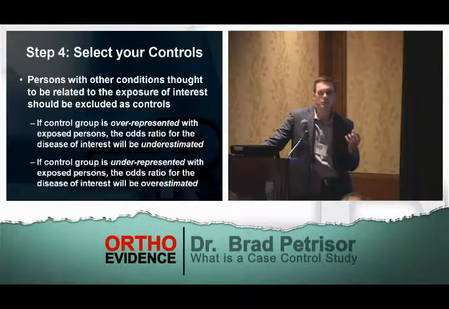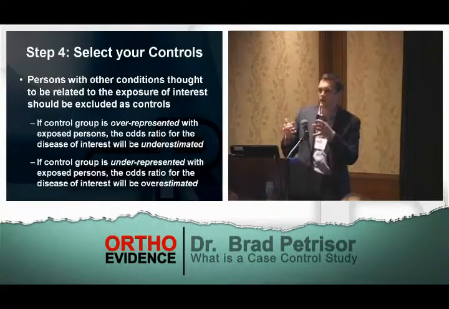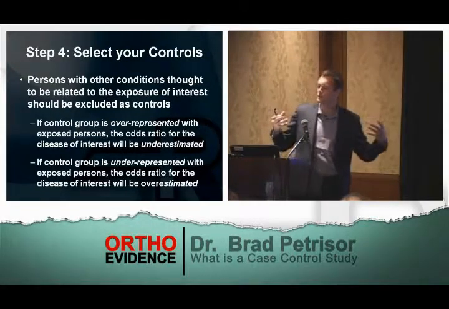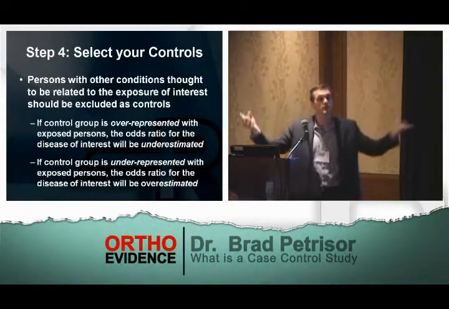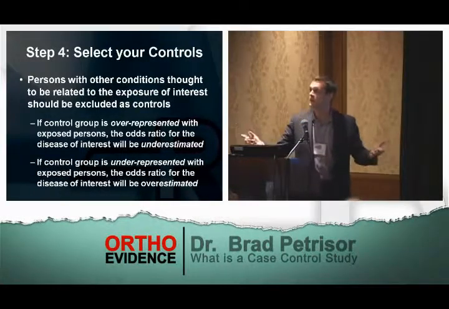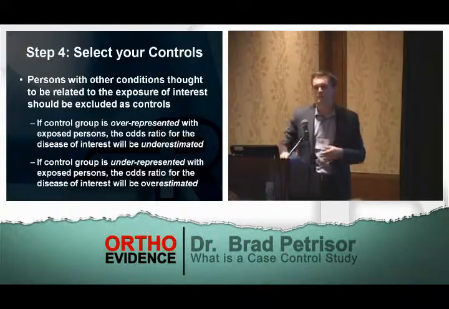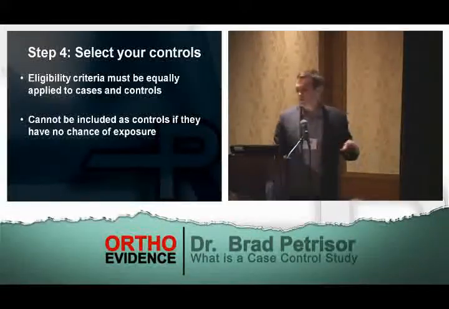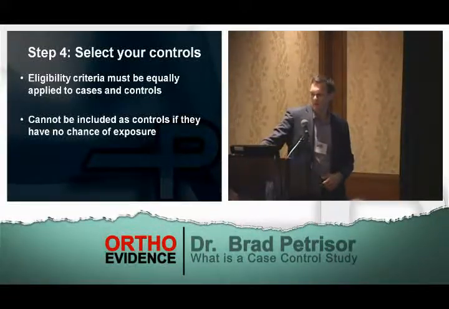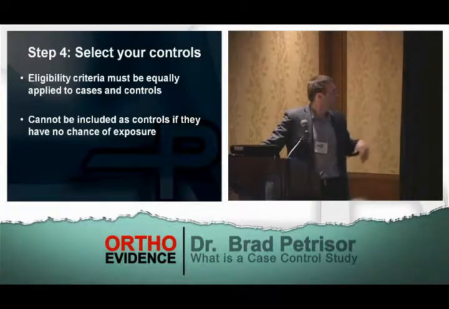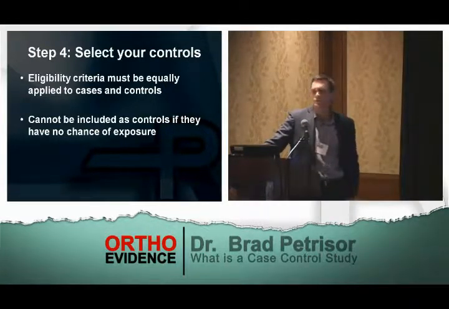So in the control group, if this exposure is overrepresented in the controls, then that's going to potentially underestimate the odds, right? And if the exposure is underrepresented, then it's going to potentially overestimate the odds. And you need to apply your eligibility criteria. So this last sentence, the point is that people cannot be included as controls if they have no chance of exposure.